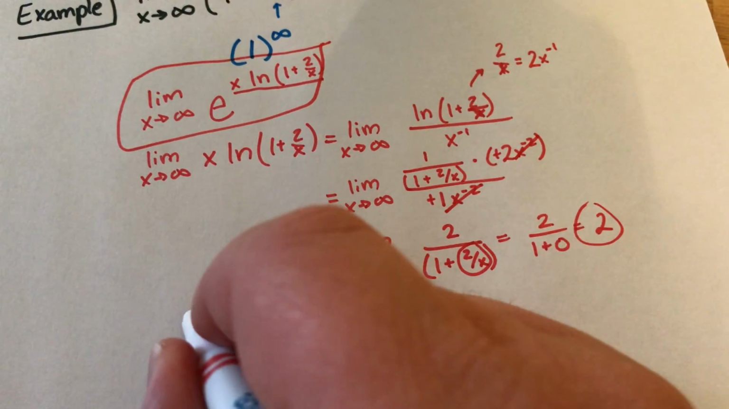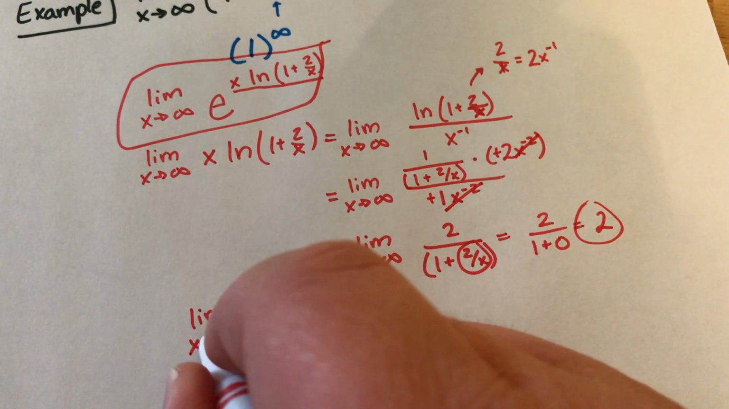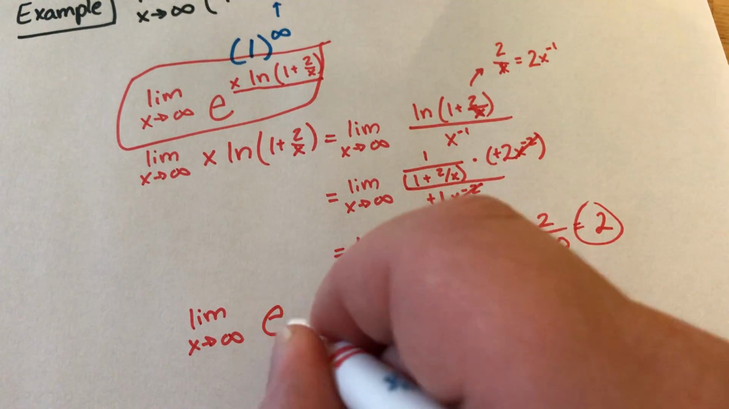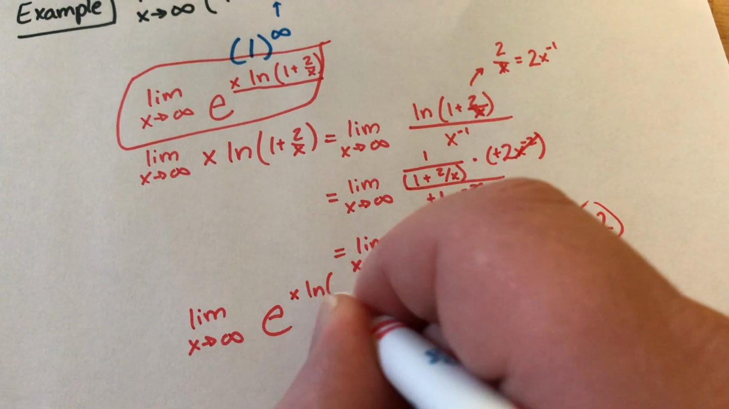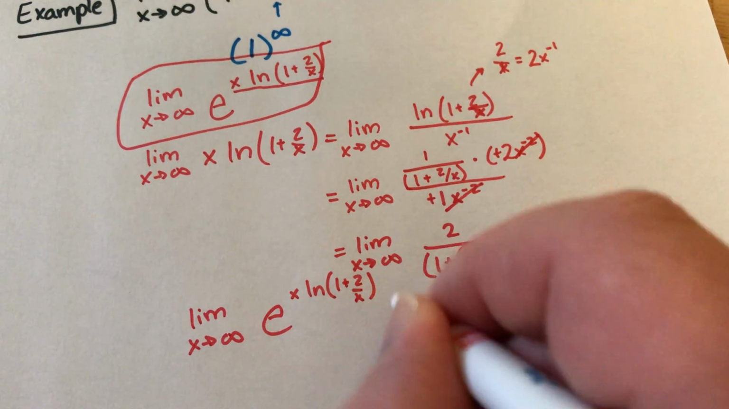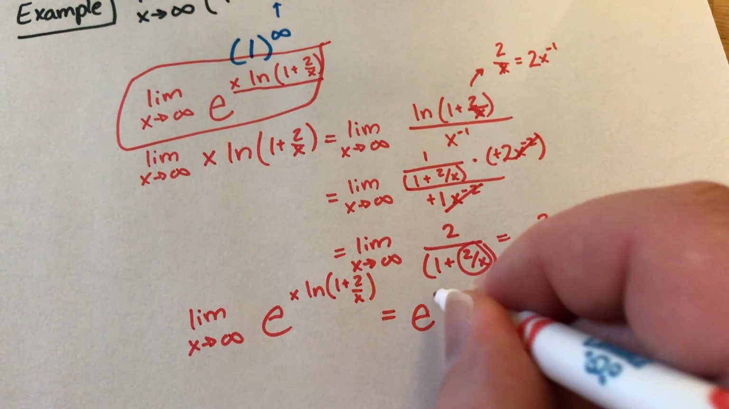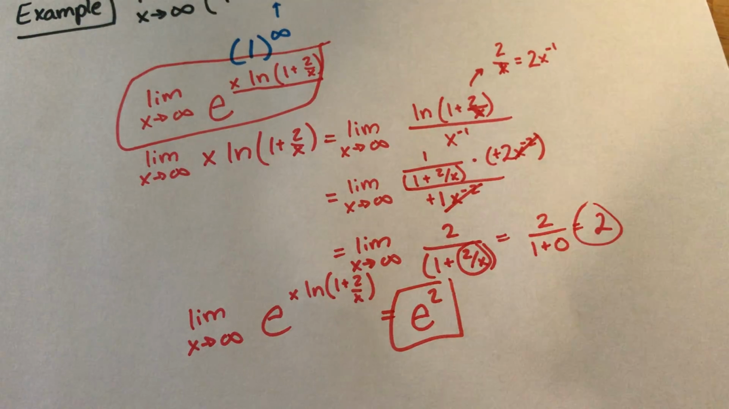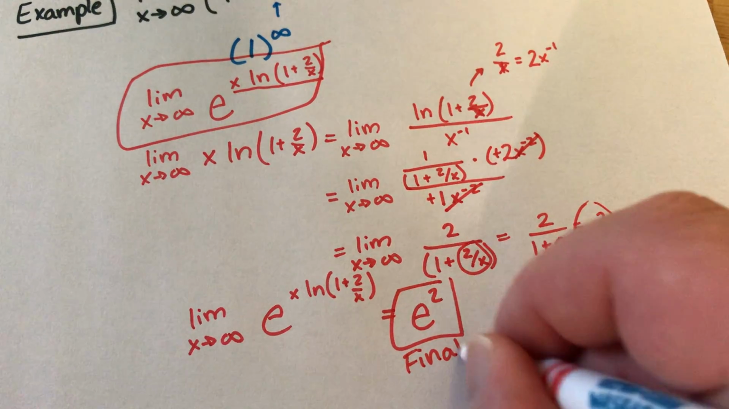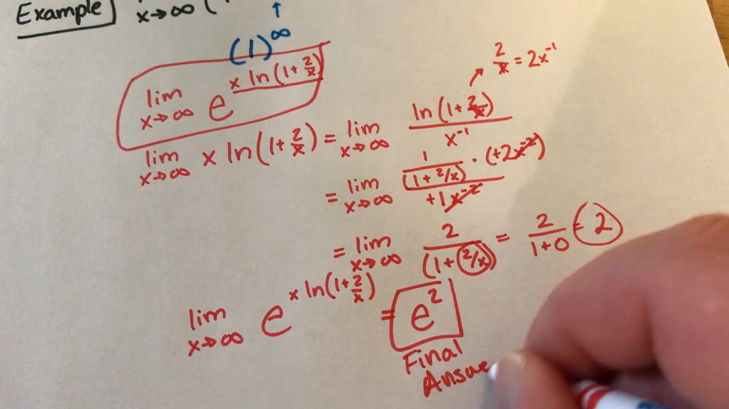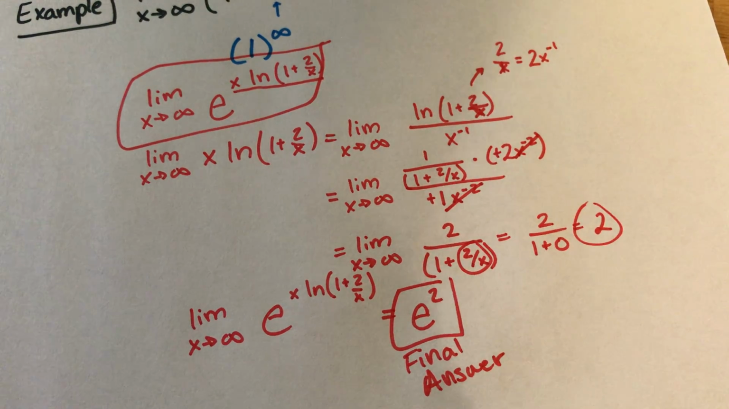So I'm going to come back down here and write this one more time. Limit as x goes to infinity of e to the x ln of 1 plus 2 over x is going to give me e to the second. And I'm going to leave that as my final answer. That's going to probably be the best answer here because that's an exact answer, e to the second.